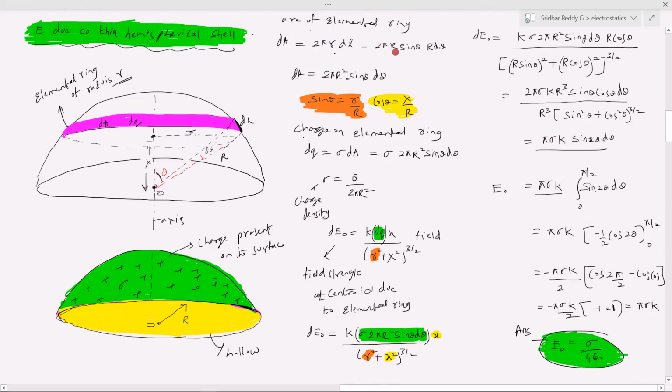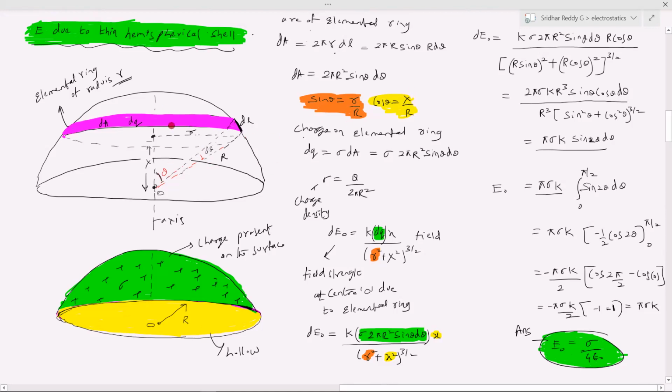So in place of small r, I'll write R sine theta. What is dl? dl is the arc length. dl is equal to R d theta. So dA is 2 pi R square sine theta d theta. We have cos theta as adjacent by hypotenuse, sine theta opposite by hypotenuse.